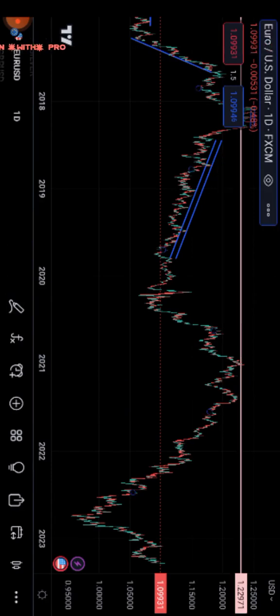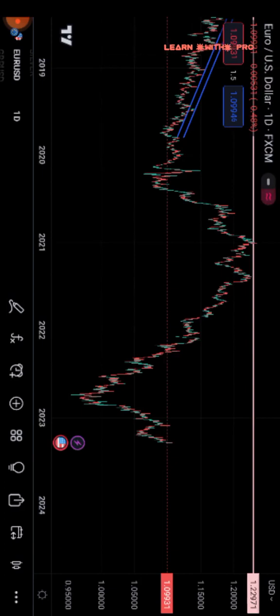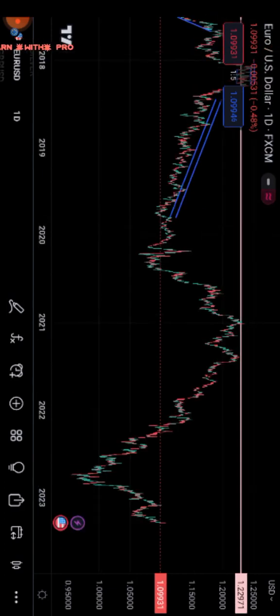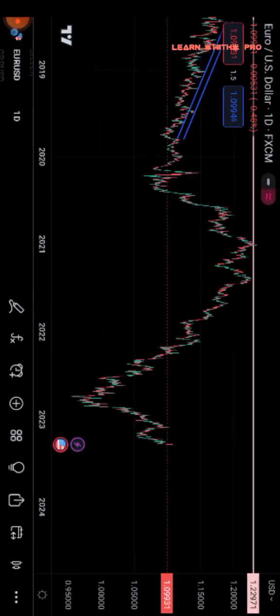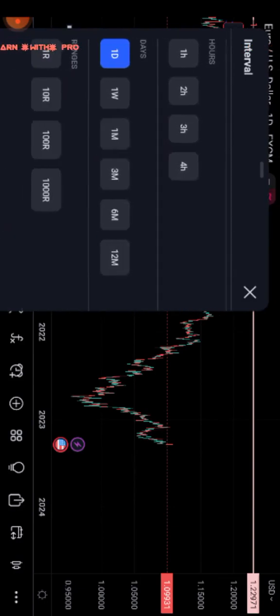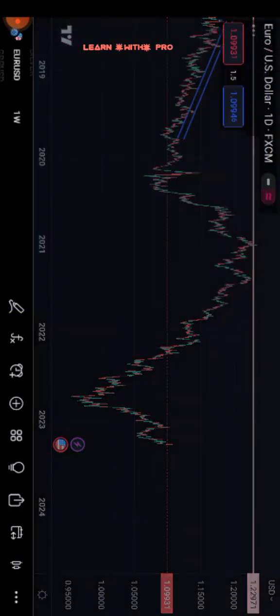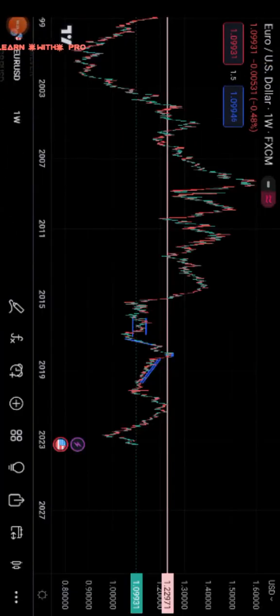Let me now zoom out. Most of the time, if you are dealing with support and resistance, you have to be able to zoom out and go to a higher time frame. You start taking your levels from the higher time frame, so it will be very, very easy for our trade. Let me go to the 1 week. Okay, you can see that now. I want you to notice something.